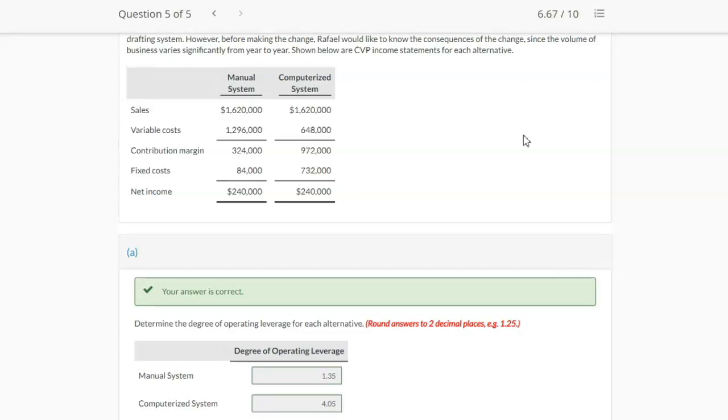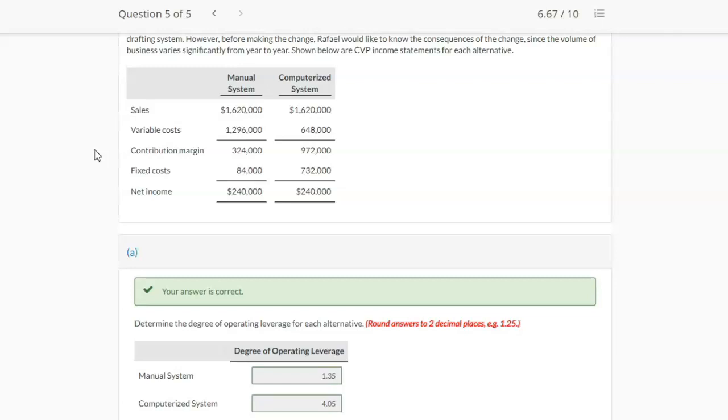You need the contribution margin ratio. So get it. Sales subtract break-even sales divided by sales. Right, but we need to figure the break even on sales. So to get the break even on sales, you need the contribution margin ratio. So what's the contribution margin ratio for manual? It's 20%. Do you remember how to get the contribution margin ratio?